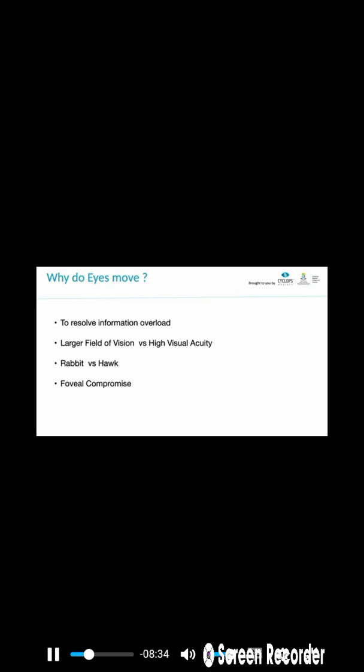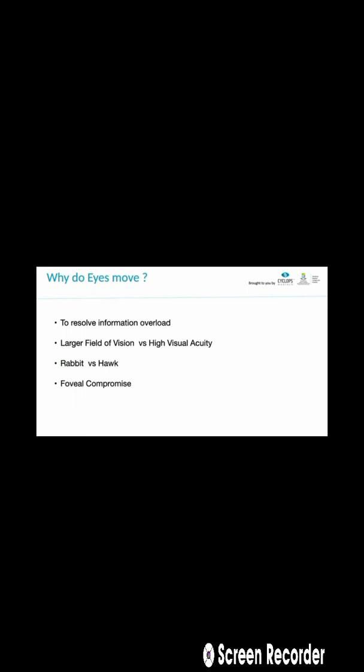Whereas the hawks have narrowed their field of vision in favor of high visual acuity. They have very high visual acuity, as good as 20/2, about 10 times better than humans. So these are the strategies that have been developed during evolution.